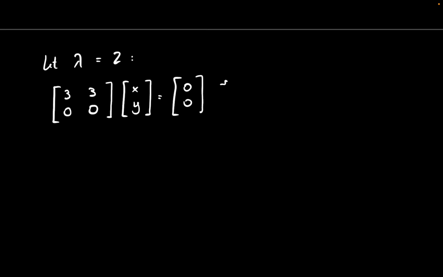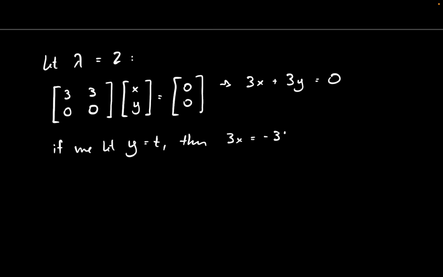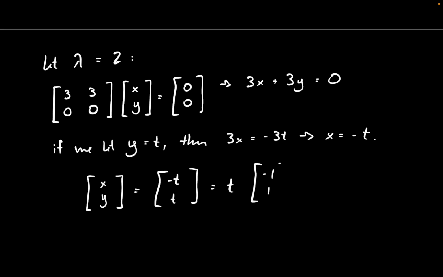Now from here, we can see that we'll have 3x plus 3y, which is going to equal 0. So if we let y be equal to t, then 3x is going to be equal to negative 3t, or x is going to be equal to negative t. So our x, y here is going to be equal to negative t, t. Then we can pull out t, and we get negative 1, 1. So essentially, we have our second eigenvector. We're pretty much in the home stretch.